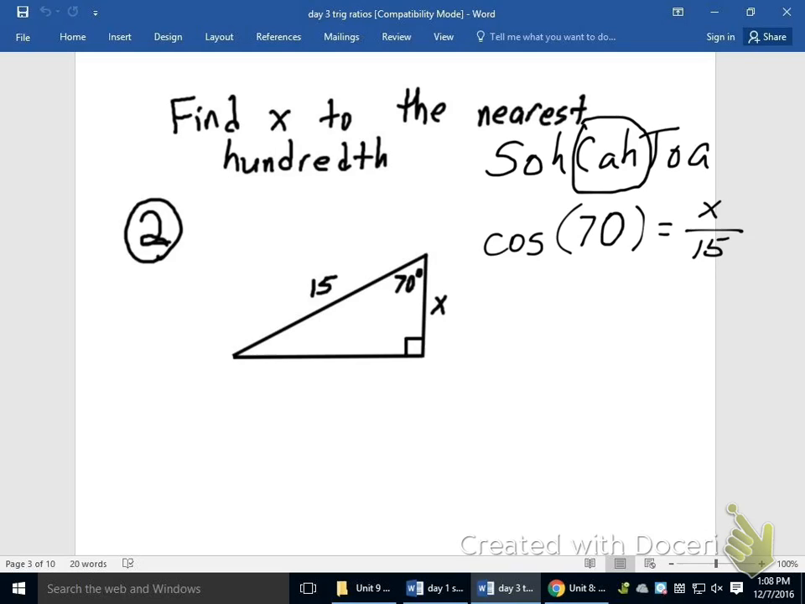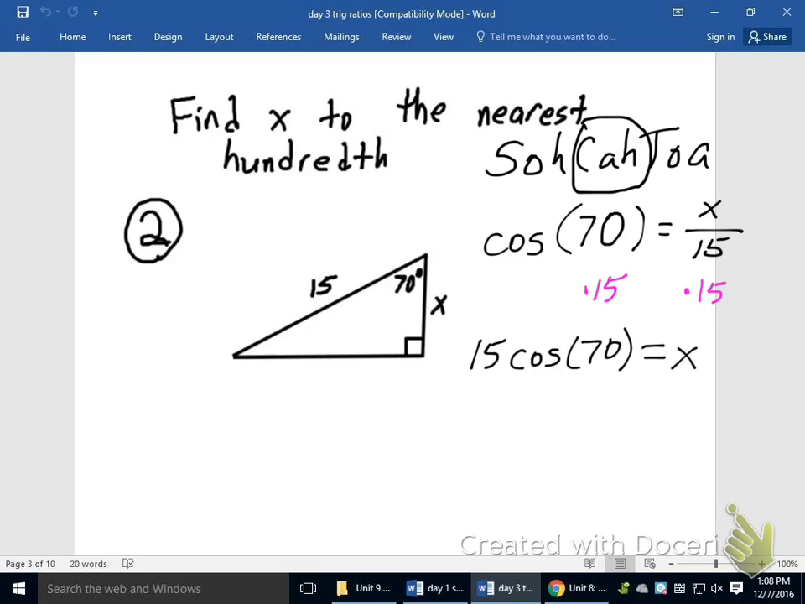Now, you might not feel too comfortable about this, but the good news is you can actually type that in your calculator. There's a cosine key on it, and I'll show that in just a moment. But I'm going to go ahead and solve for x real quick by multiplying both sides by 15. So x is equal to exactly 15 times the cosine of 70 degrees.